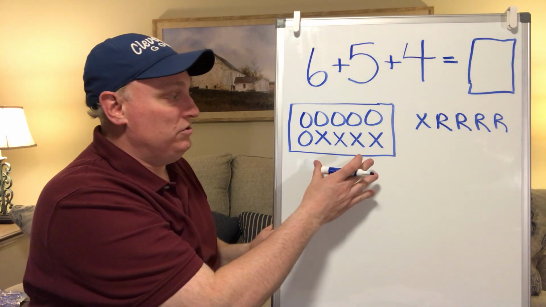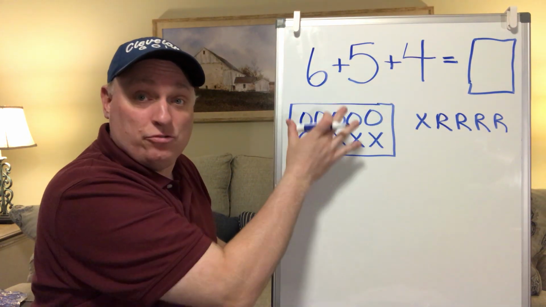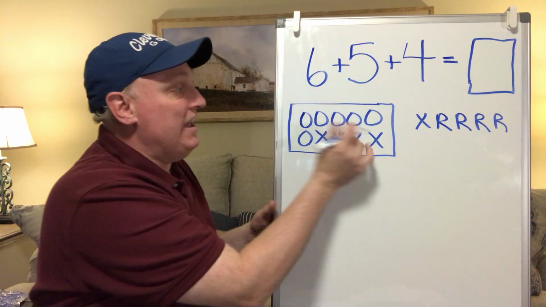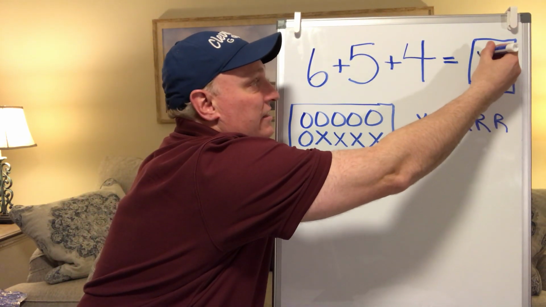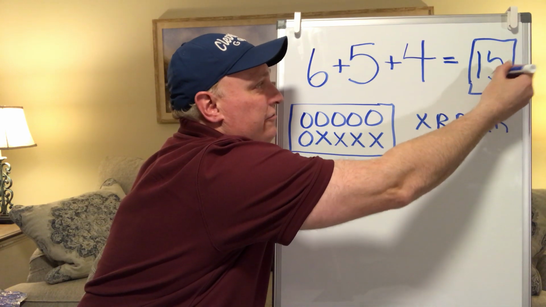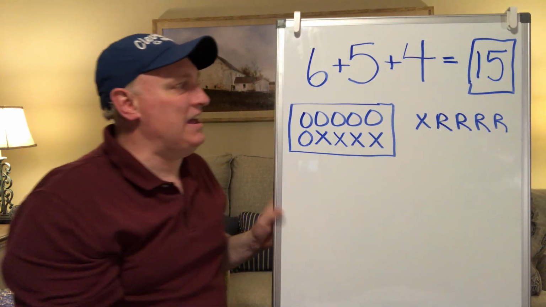So I'm going to go 10, because I know this is a 10 group, a 10 frame. So 10, 11, 12, 13, 14, 15. That's called counting on. First I made a group of 10 and then I counted on.